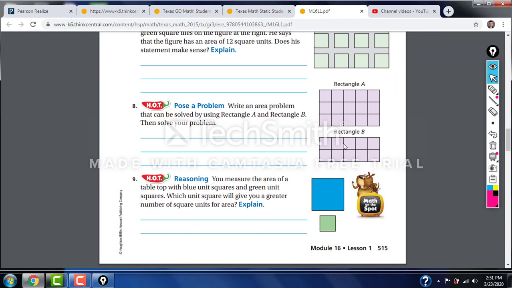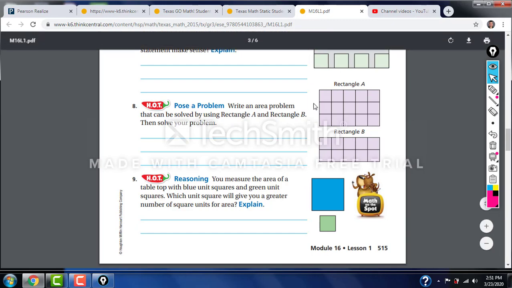Here you have a rectangle A, rectangle B. You are to write a problem using this and this. So get the square area. The answers will vary. You can ask how many more square units is A than B, or how many more does B need to equal A. So hopefully you develop a good question right here. And I'll be asking some of you to submit these later on. So make sure you have your problem here.